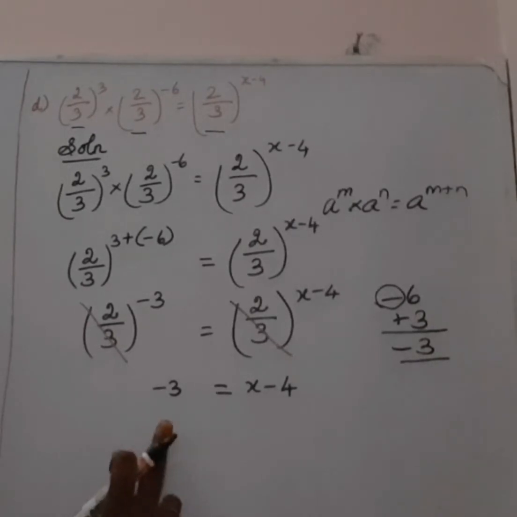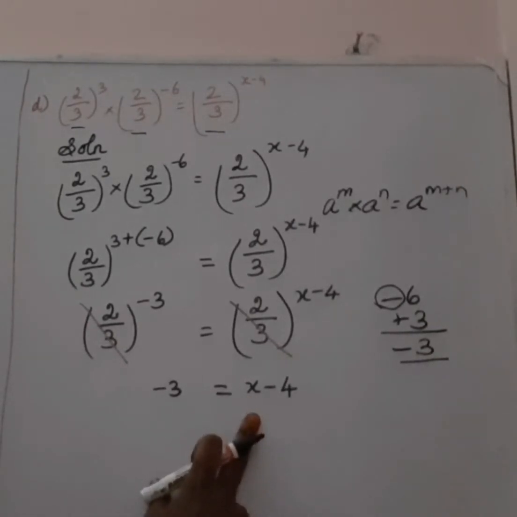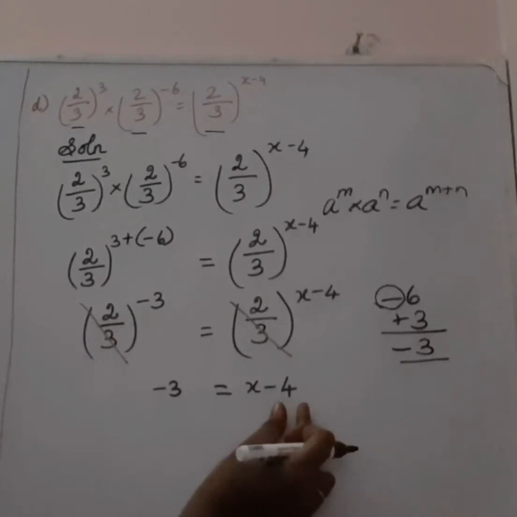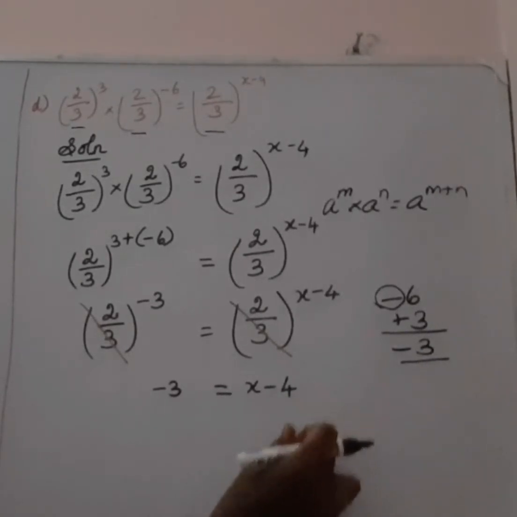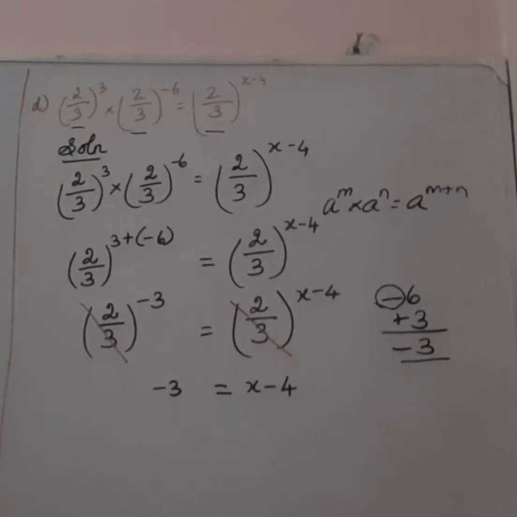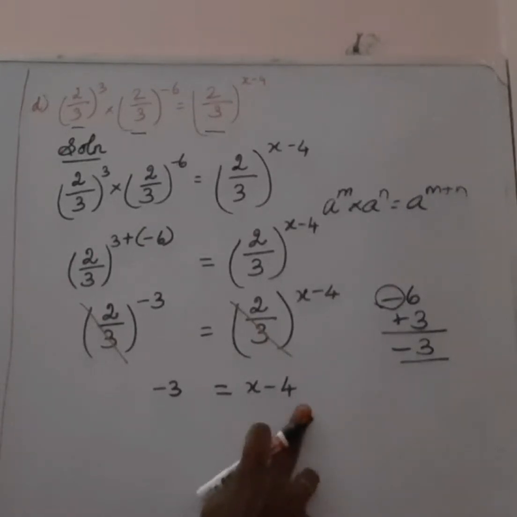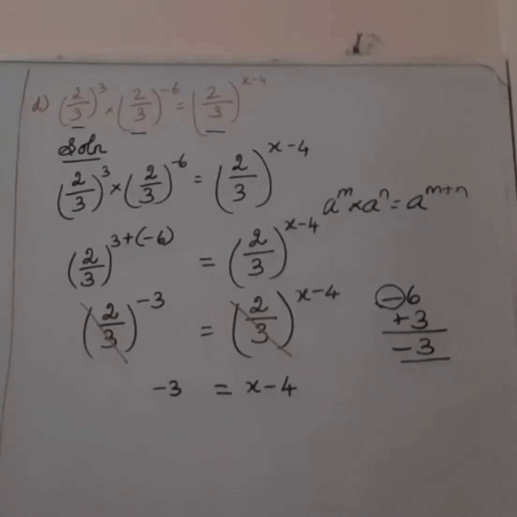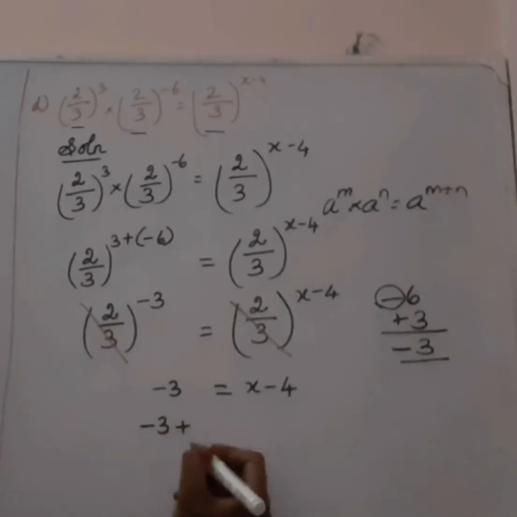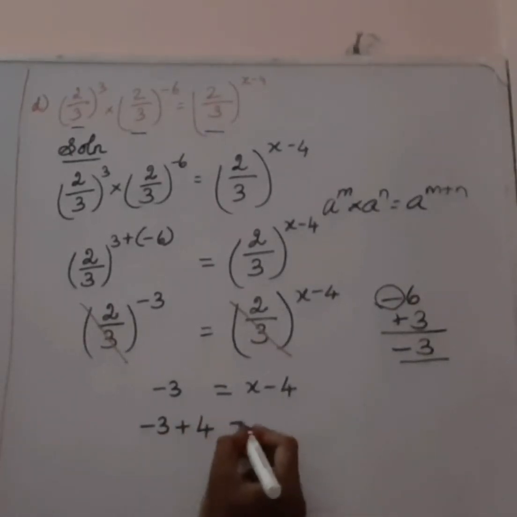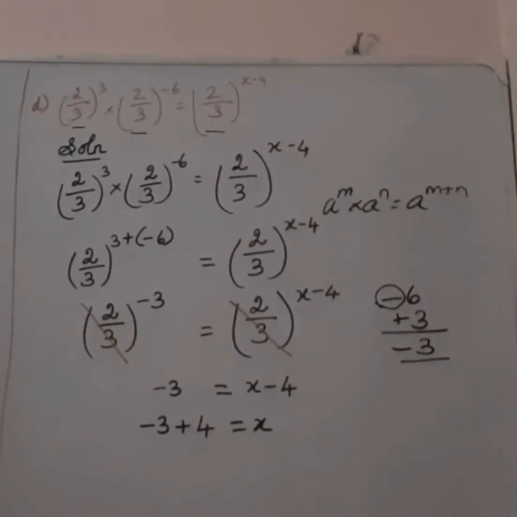Okay. Now we want to find the value of x, isn't it? So what do we want to do? We want to take the term near the x to the opposite side. We have a minus 4. So when it is taken to the LHS side, it becomes positive. Very good. So minus 3, the negative becomes positive, the 4 becomes as it is, equal to x.